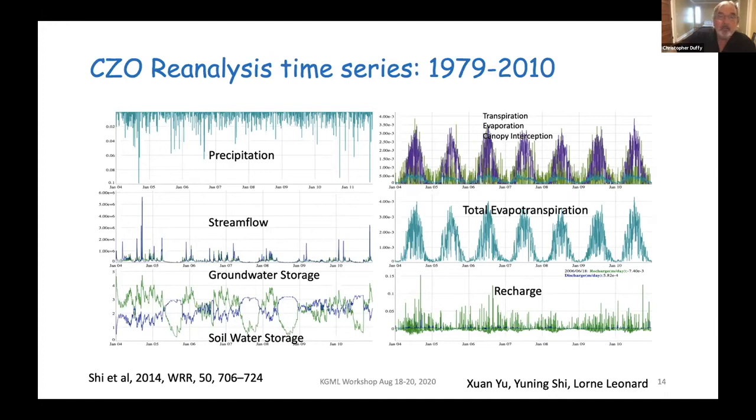And then we ran a reanalysis from 79, in this case, to 2010, that gives us the precipitation and stream flow simulation. This is a reanalysis, of course, a combination of data and model. And so in that sense, it's an ideal data set to begin to test some of these machine learning tools. So there's the groundwater signal, the soil moisture storage signal, recharge, and evapotranspiration components, canopy interception, and so on.